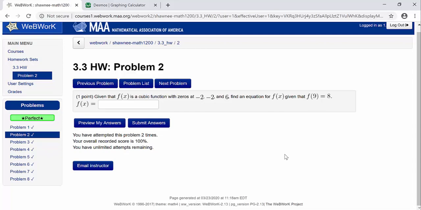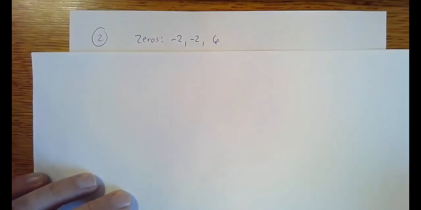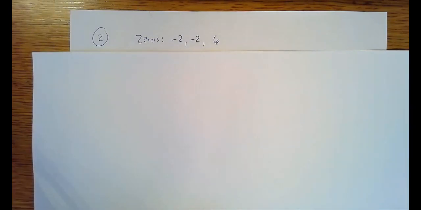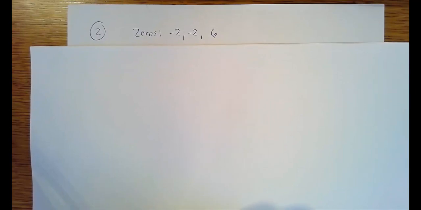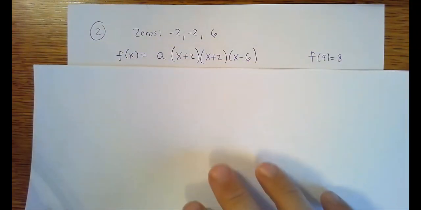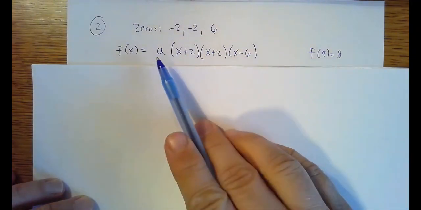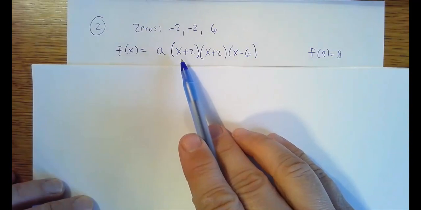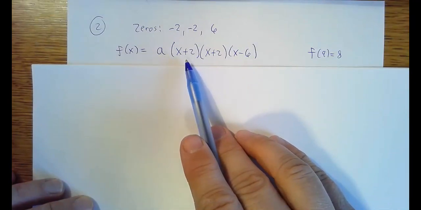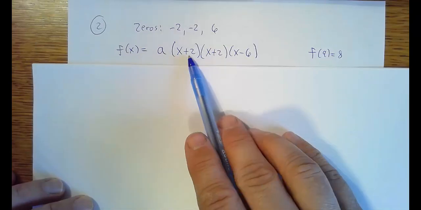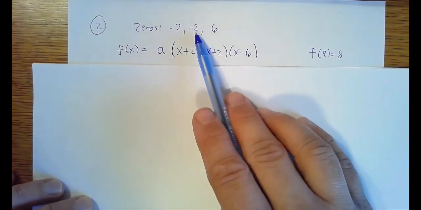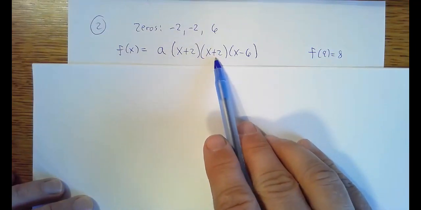So let's work this out here. For number 2, we're given 3 zeros, negative 2, and 6. Each one of these zeros determines a factor of the polynomial function. So here is the general form of the function. We get a leading coefficient, which I'm going to call A, times the 3 factors that are given by the 3 zeros. If negative 2 is a zero, then I'm going to use x plus 2 for our factor. And we have another zero at negative 2, so we have another factor of x plus 2.